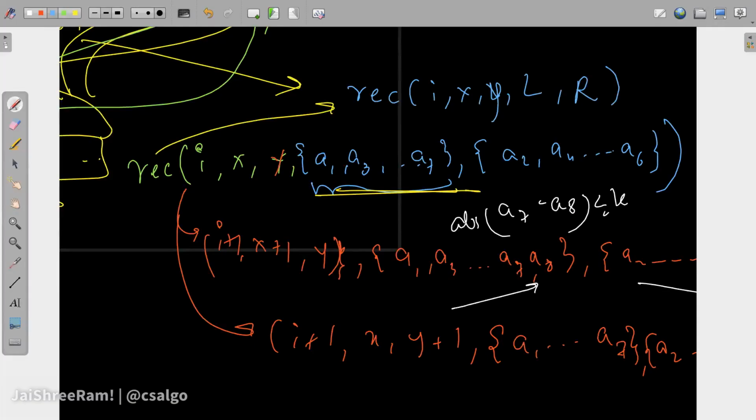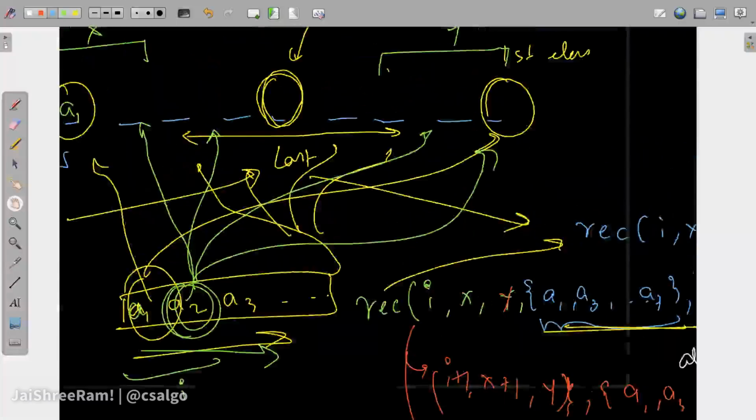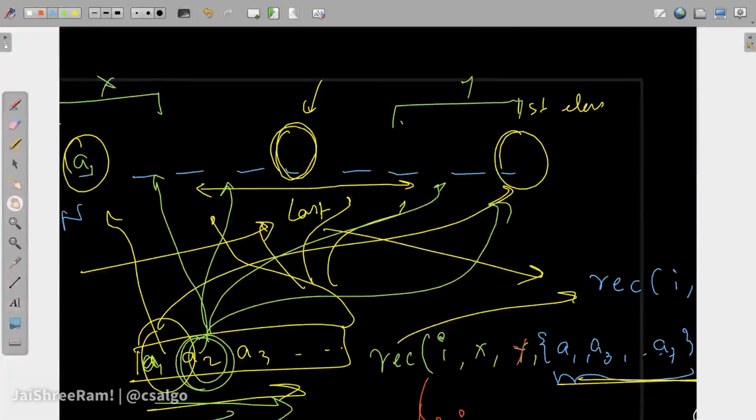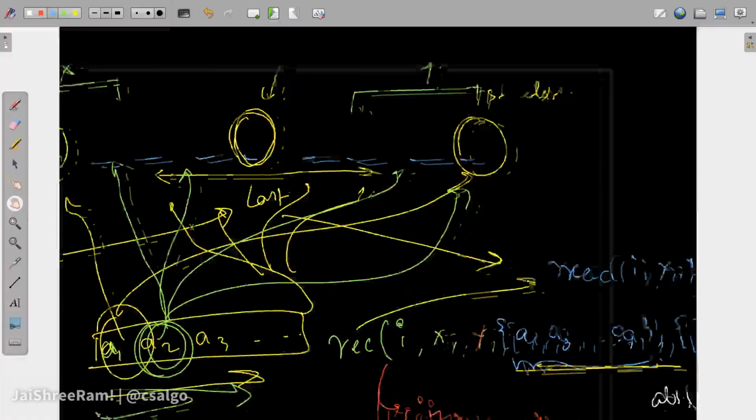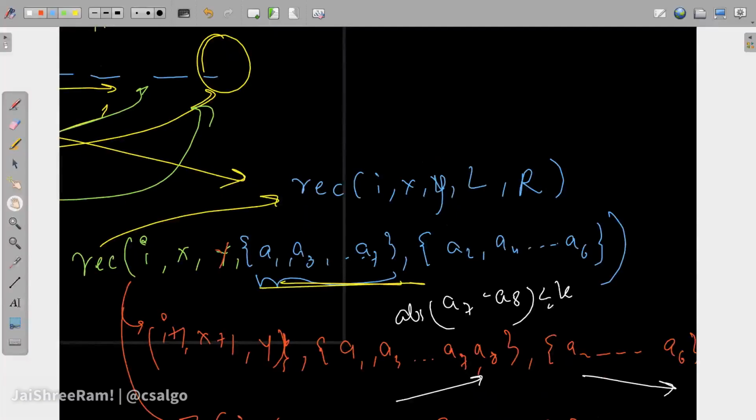I'm just writing them as two values, L and R. L is the last value on the left side and R is the last value on the right side. Yeah, not a character, it's a number, right? So this is the state that we will go to. Now, from this particular state there is one problem. We still cannot memoize this.